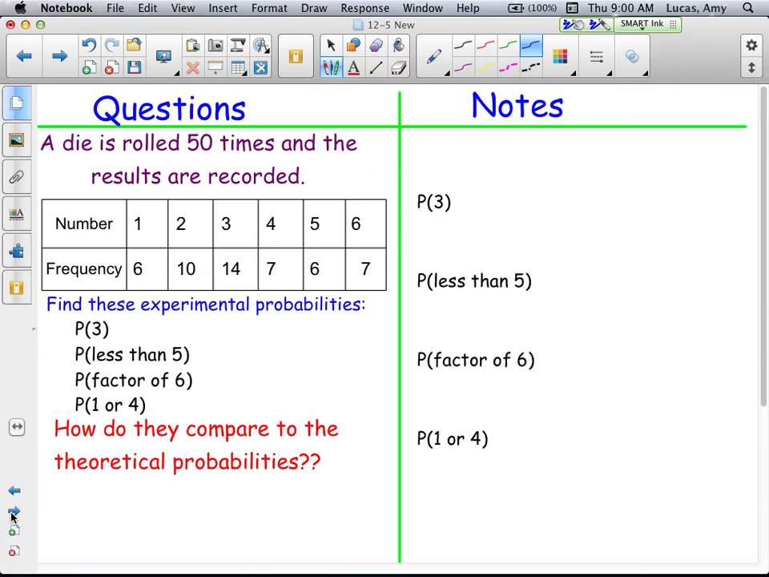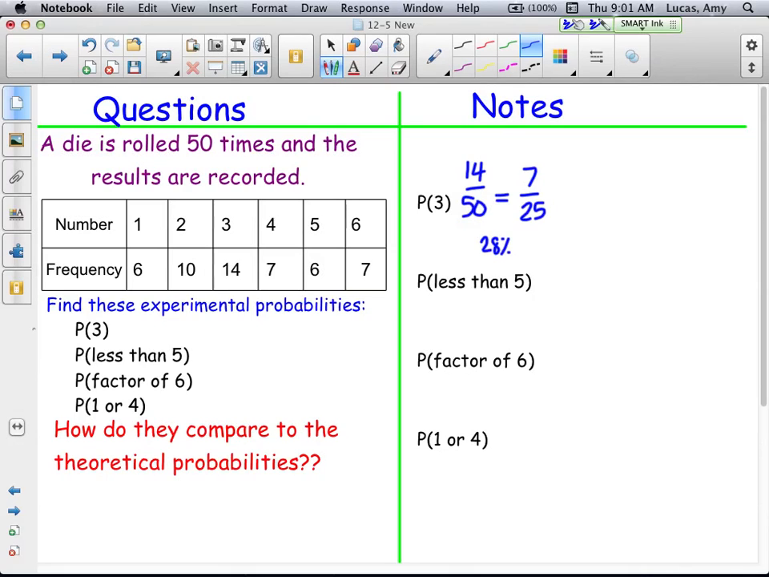Another experiment involves rolling a die. It is rolled 50 times and the results are recorded. Find these experimental probabilities again, and how do they compare to the theoretical? So the experimental probability of getting a 3: 14 times out of 50, we got a 3. That reduces to 7/25. And if I turn it into a percent, it's 28%.